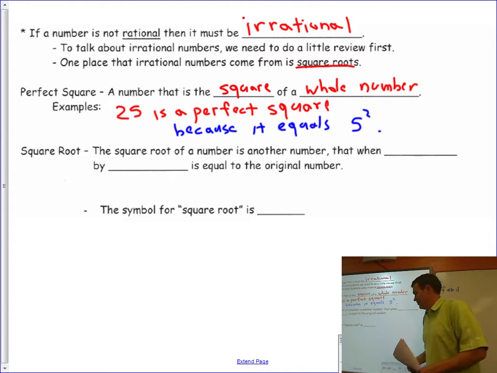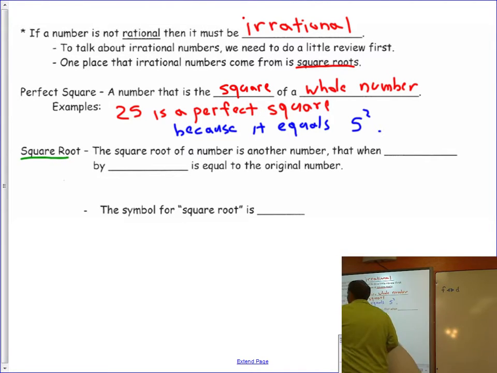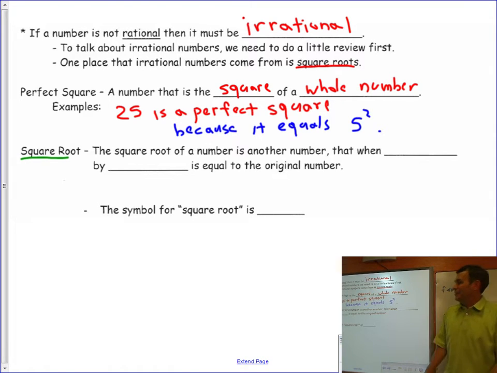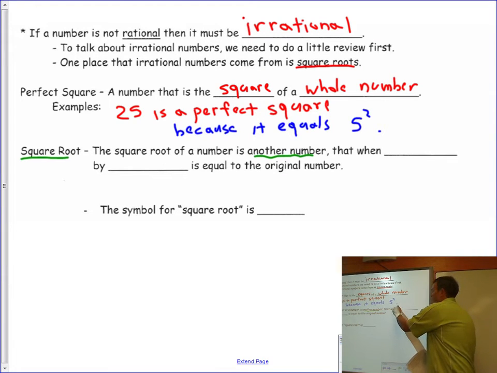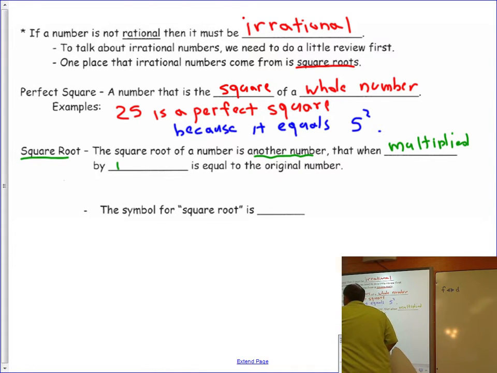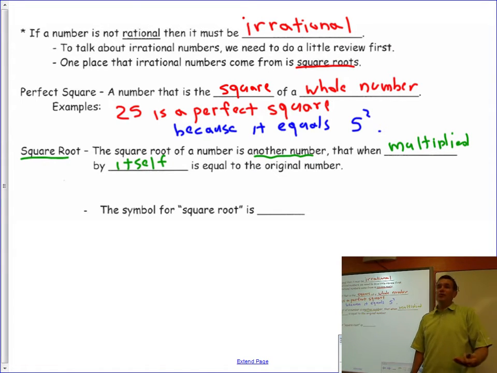Now what about square roots? The square root of a number is another number that when multiplied by itself is equal to the original number. The square root is some number that when multiplied by itself equals the original number.